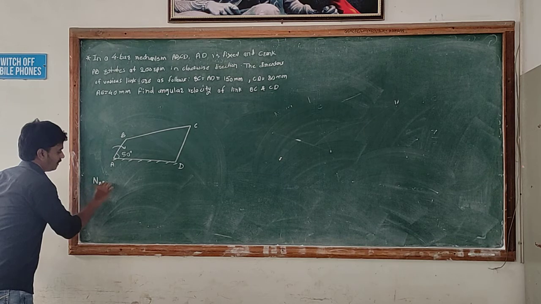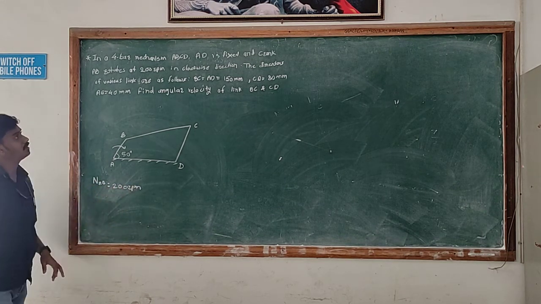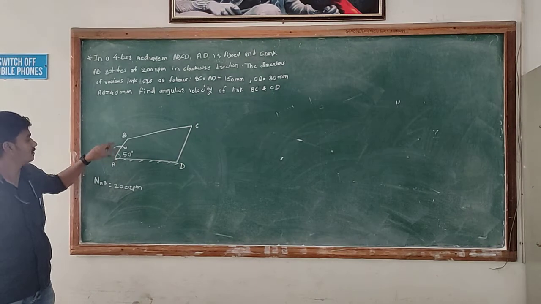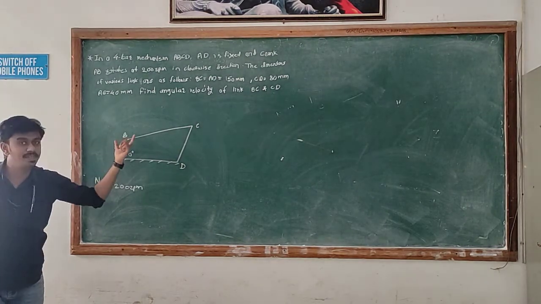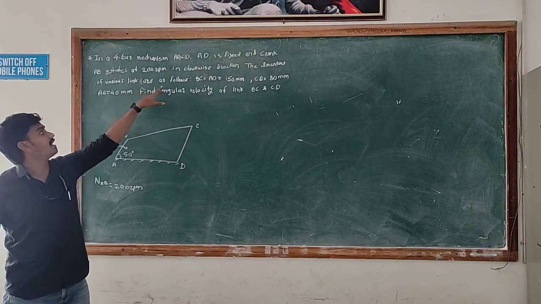Speed of link AB is equal to 200 rpm in a clockwise direction. That is, the rotation of the link AB is clockwise. The dimensions of the various links are as follows.